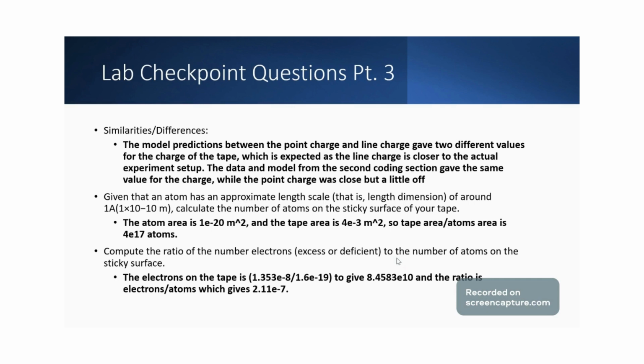Calculate the number of atoms on the sticky surface of your tape. The atom area is 1e-20 meters squared, and the tape area is 4e-3 meters squared. So tape area divided by atom area is 4e17 atoms. And then computing the ratio of the number of electrons to the number of atoms. The electrons on the tape was 8.45e10, and the ratio is electrons over atoms, which gives 2.11e-7.